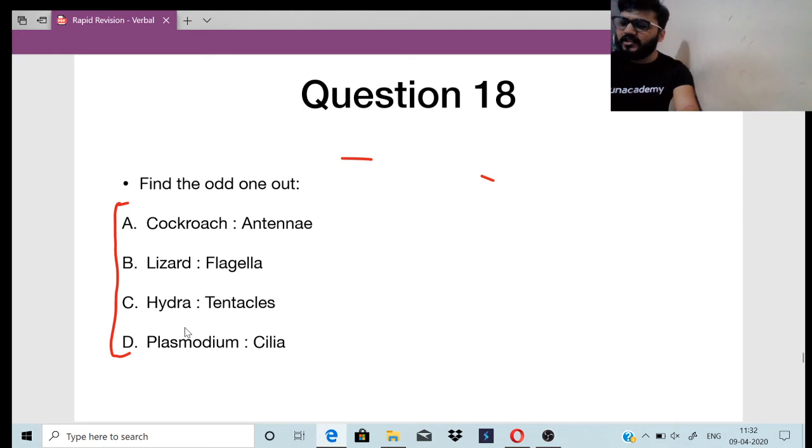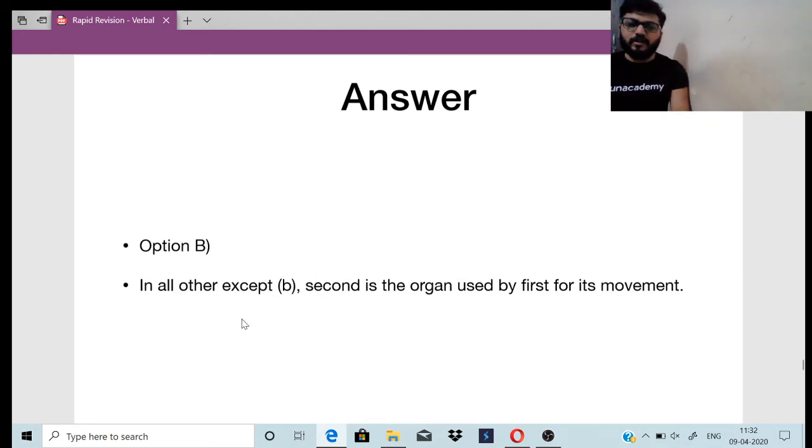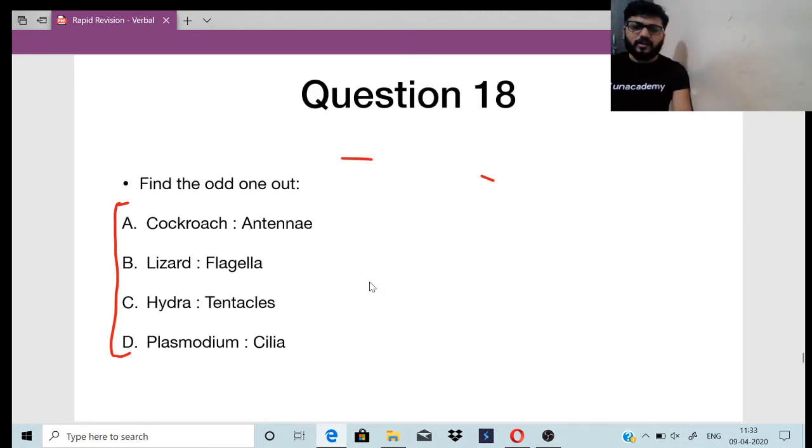Okay, wait for another shock now. So it is option B. In all others except B, second is the organ used by first for its movement. So antenna, the cockroach, it moves by its antenna. Antenna ko aise aise karke it moves. So this is the movement of antenna.